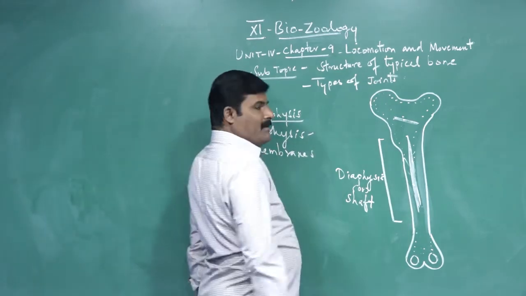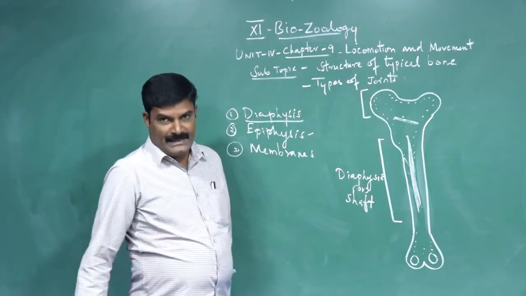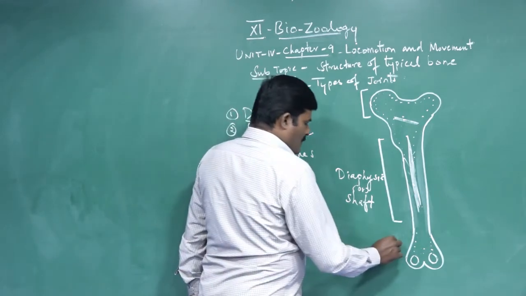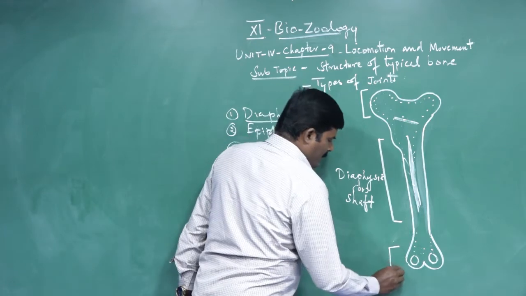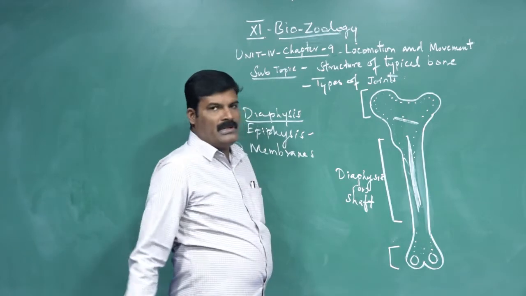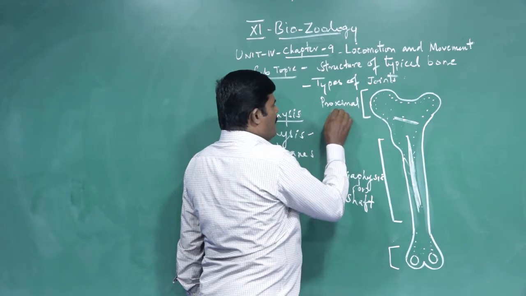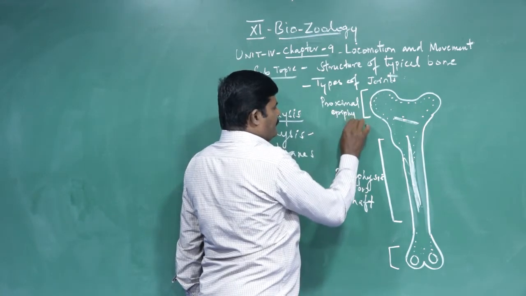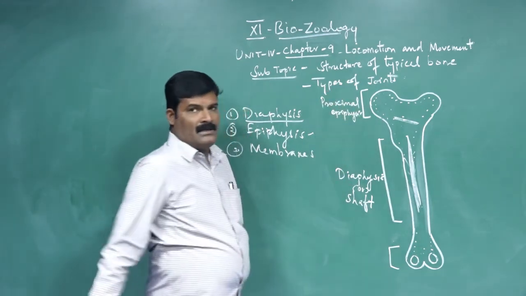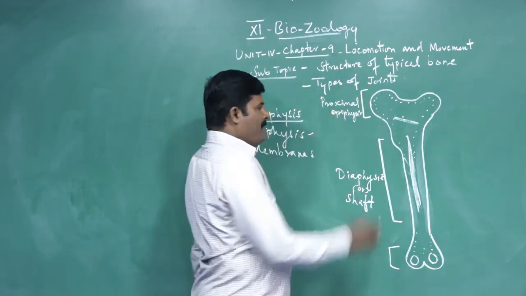The next part is epiphysis. The epiphyses are nothing but bone ends. The end of the bone is called the epiphysis. So the end of the bone forms 2 ends. One is the upper end, that is the top of the bone, the proximal epiphysis. Proximal means it is the first part, the initial part.